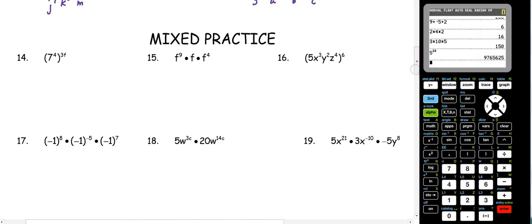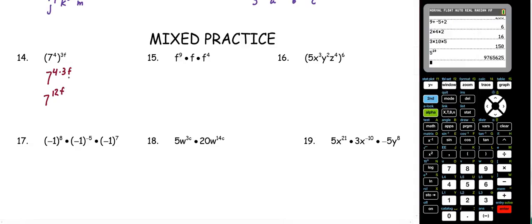So let's do some mixed practice problems. So number 14, we have 7 to the 4th and 3f on the outside. So because this is a parentheses, we need to be multiplying our exponents. So 7 to the 4 times 3f gets us 7 to the 12f.